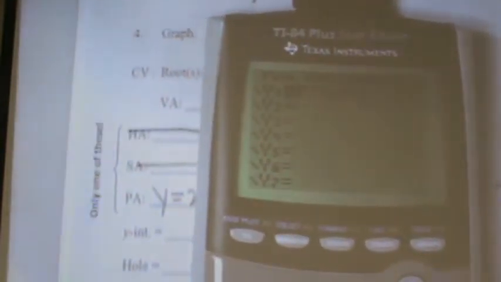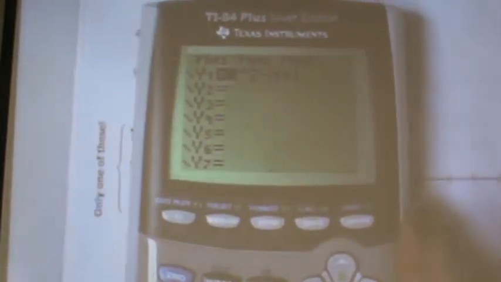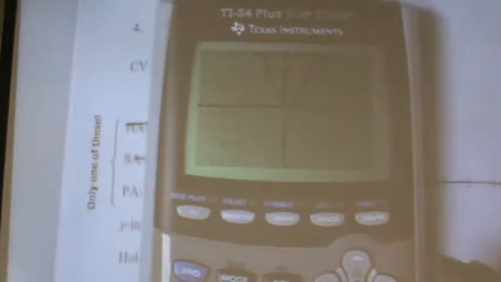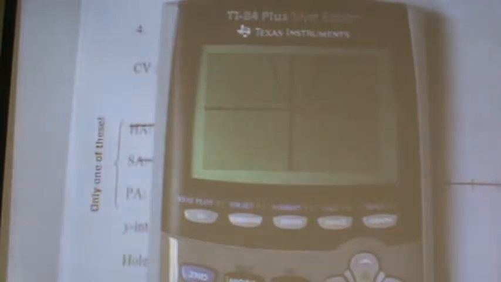Now, I am not teaching you how to graph a parabola at this point. This is something you should know. So what I have here on this lovely calculator, my old school calculator, I have typed in here what? X squared minus x plus 1. If I graph this, this is the parabola. You should know how to graph a parabola.